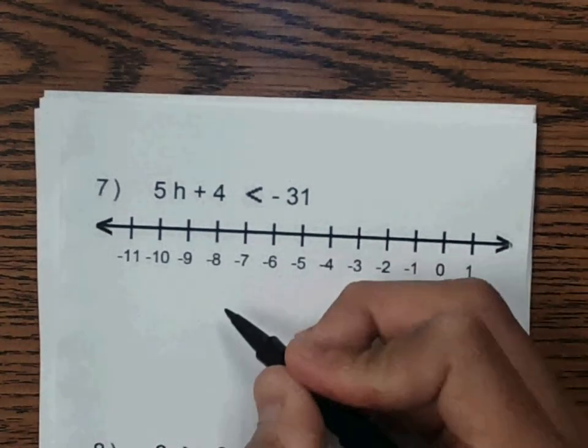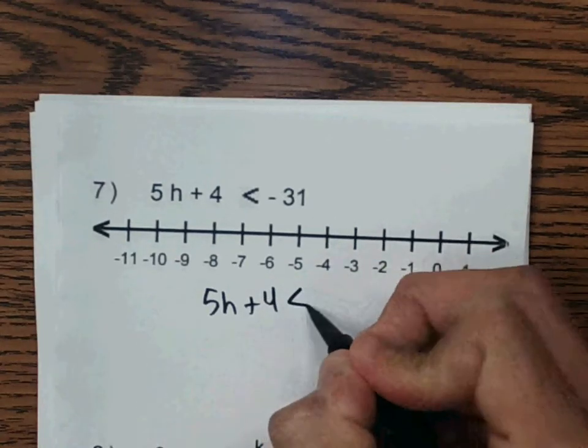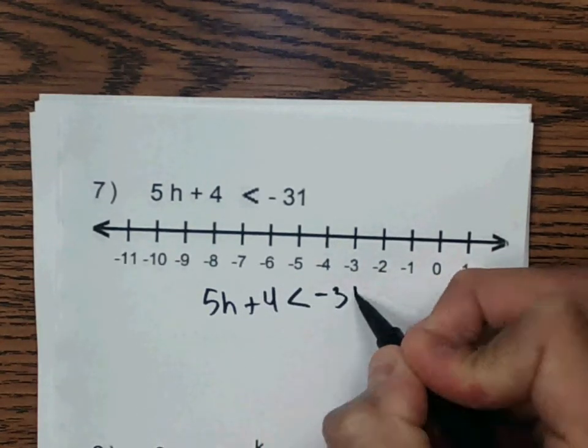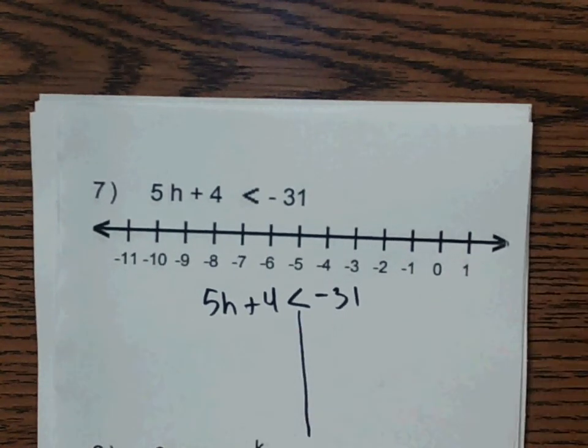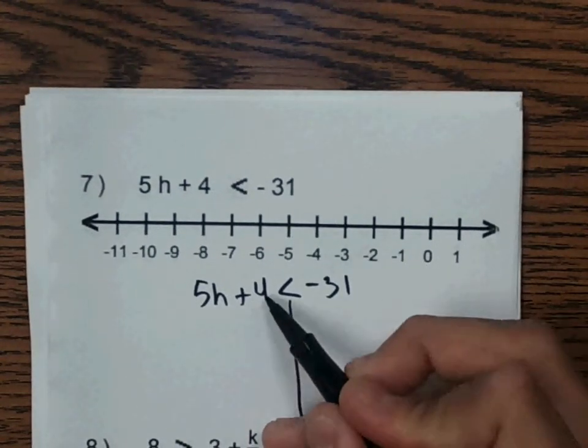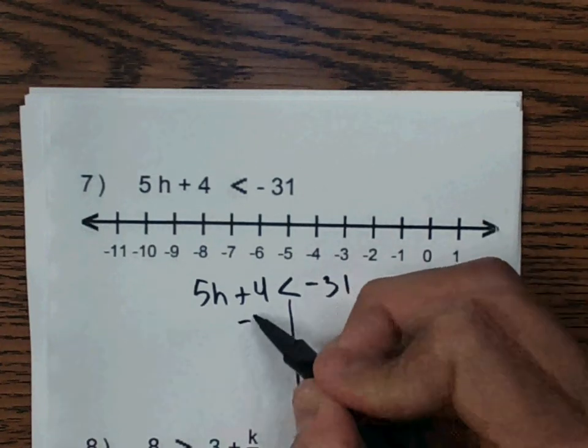So I'm going to go ahead and rewrite my equation. 5h plus 4 is less than negative 31. Don't worry too much about the inequality symbol at the moment. We'll cross that bridge once we get there at the end. So right now we're just going to solve for h. So think of your first step. You want to zero out any constants. In this case, it'll be the positive 4. So I'll zero out positive 4 by subtracting 4.